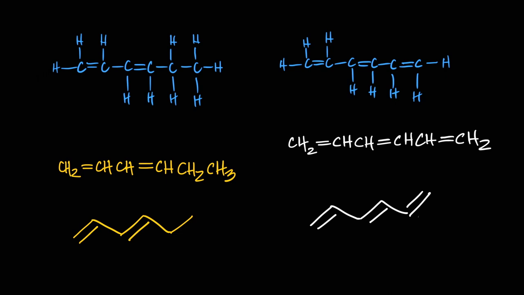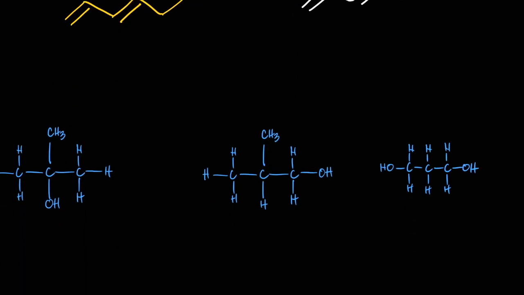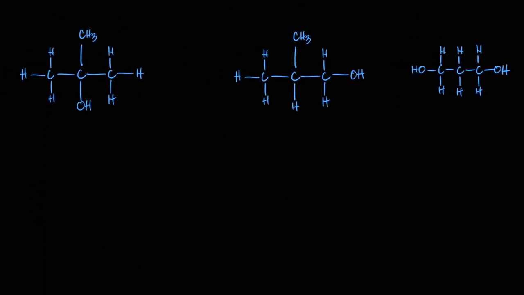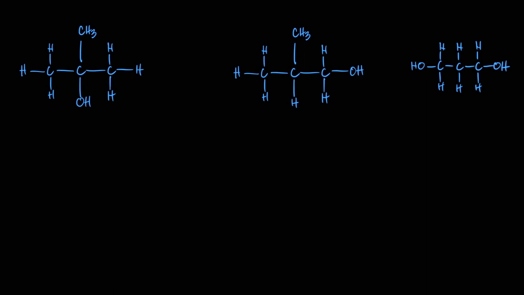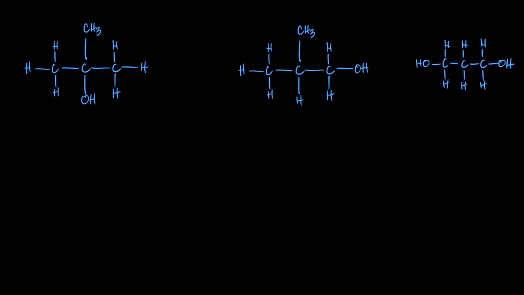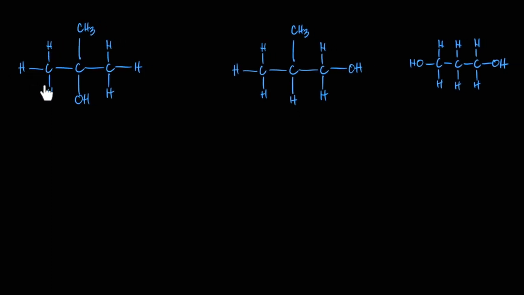Now, moving on to alcohols. So we drew the structural and skeletal for haloalkanes and alkenes. Now, alcohols. What do alcohols have? Alcohols have the OH group. So how do I draw their structural and skeletal? Again, you can pause and go ahead. All right. So what do I have? I have CH3 and a C with another CH3 and another CH3 and an OH.